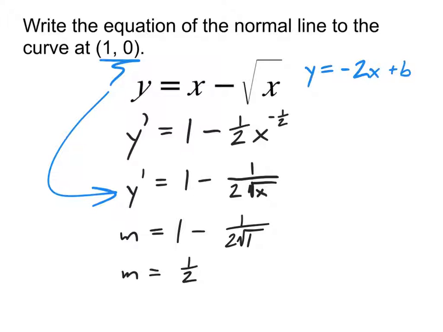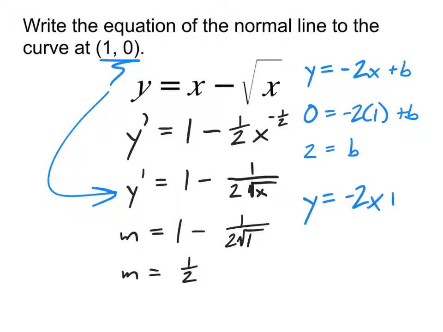Well, I have a point that it goes through though, right? That's going to be determined by this point right here. Or we could actually even plug in those values. So 0 equals negative 2 times 1 plus b, and solve from there. And you end up finding that b is 2. And so we end up with the final answer of y equals negative 2x plus 2. And that is our equation of the normal line through that specific point.